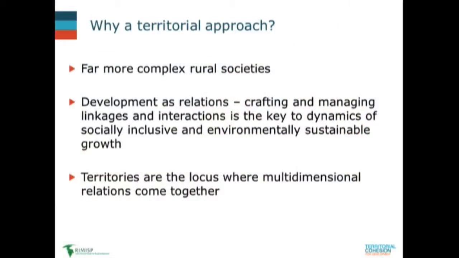Why a territorial approach? Well, essentially for three reasons, I believe. Perhaps there are more, but these are three that I think are very important. One, because we have far more complex rural societies. Second, because we understand development as relations, and because we think that crafting and managing linkages and interaction is the key to having more good outcomes in these mosaics of maps like the one I showed of Brazil. And because it is in these places, in territories, that these multidimensional relations come together.